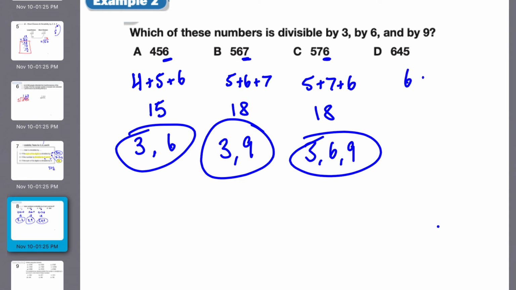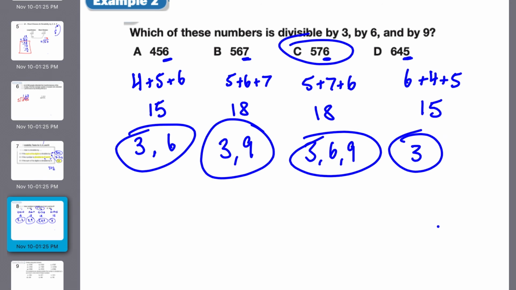And then D, 6 plus 4 plus 5. That would give me 15. 15 is divisible by 3. It's an odd number, so it's not divisible by 6. And 15 is not divisible by 9. So just 3 for that one. So the number that is divisible by 3, 6, and 9 would be letter C.